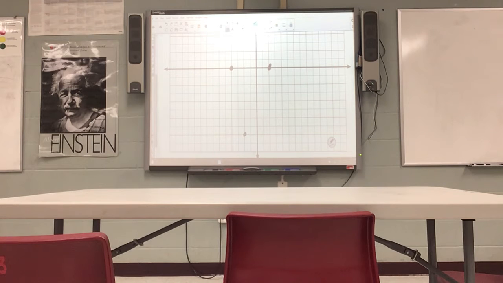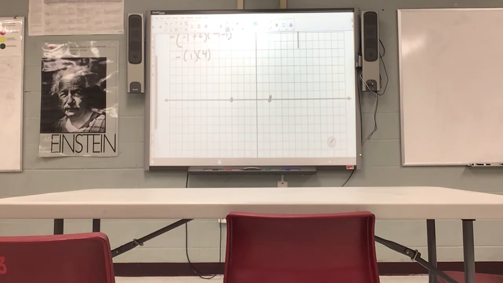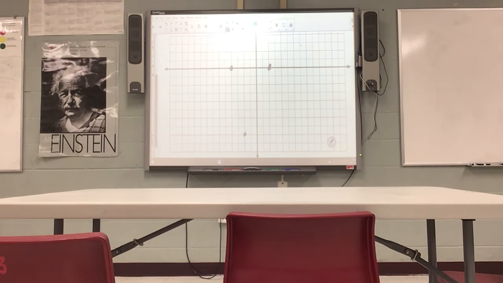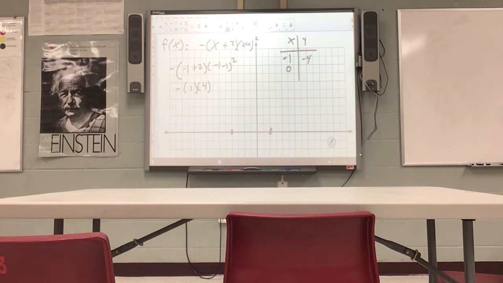Okay, what's another good one for me to get a picture on the graph? 0. And that's just -2 because we already have it. No, I'm plugging a 0 in for x, not for y. Oh, yeah.